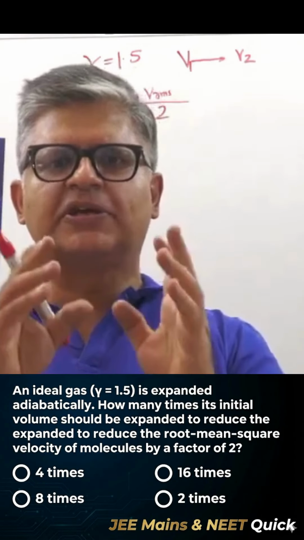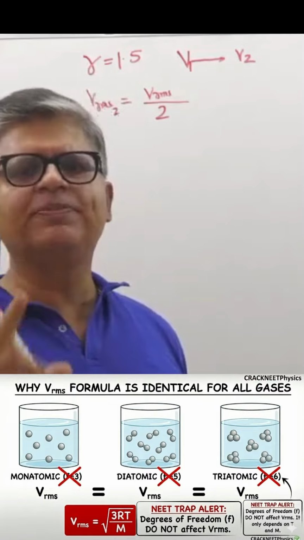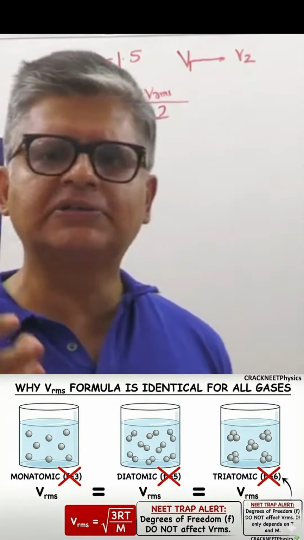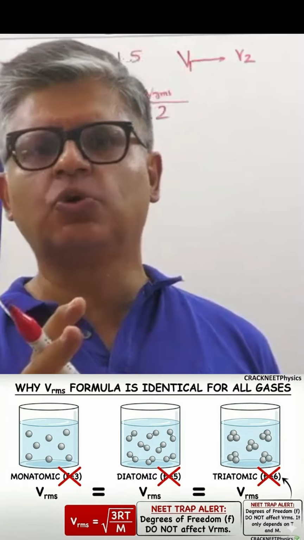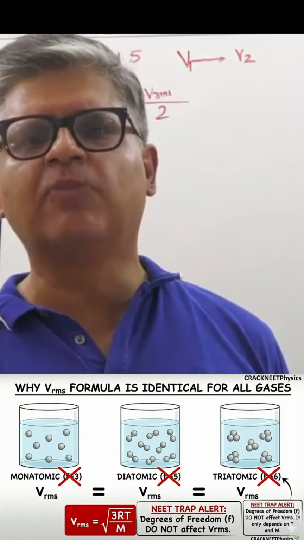Root mean square velocity of a gas is a concept in the kinetic theory of gases. It doesn't matter in root mean square velocity whether it's a monatomic gas, diatomic gas, or a triatomic gas. It makes no difference to the root mean square velocity. The only difference is that their masses are different, and therefore the value of the small m is different.